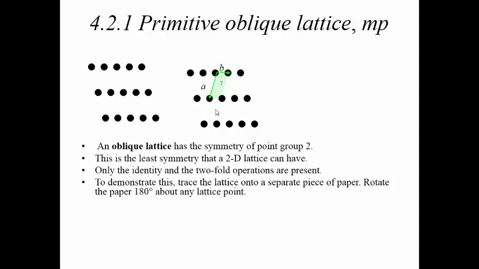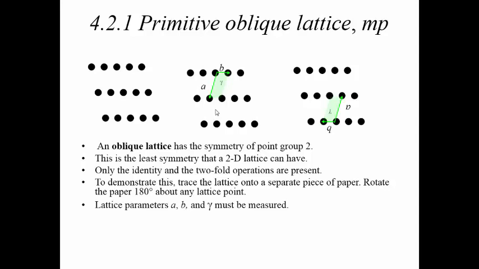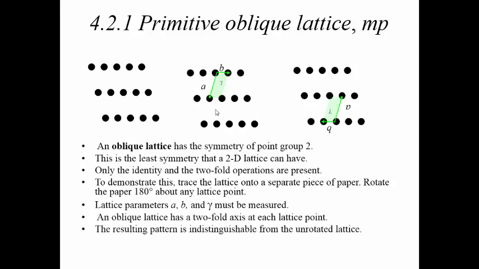One of the students has made a program for this, and I promise I'll use it, but I just haven't gotten to do that. To demonstrate, the lattice parameters that you have to measure here would be a, b, and gamma, the angle between them. And the oblique lattice has a twofold axis at each lattice point. As you rotate it, if you forget about how we've indexed it, the patterns are the same after the rotation.